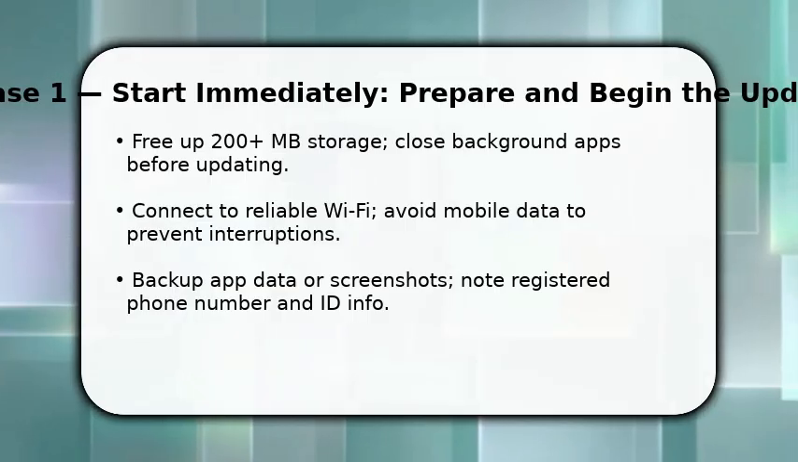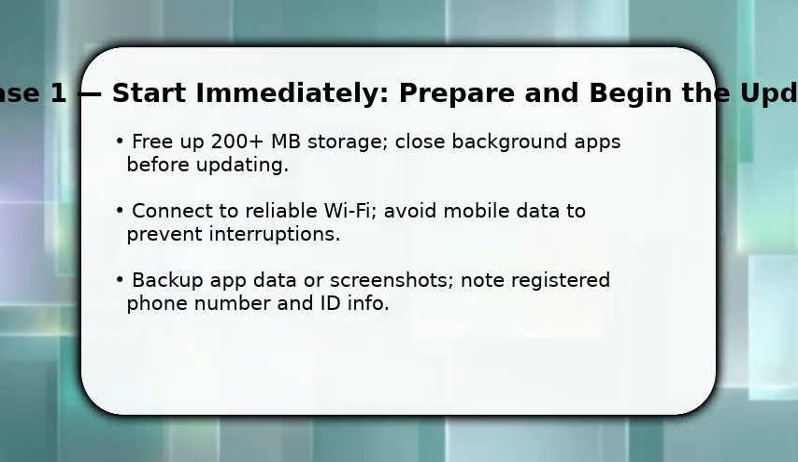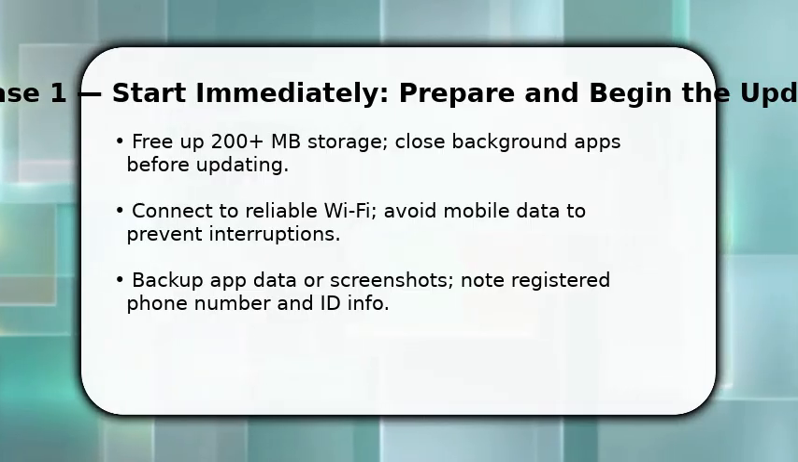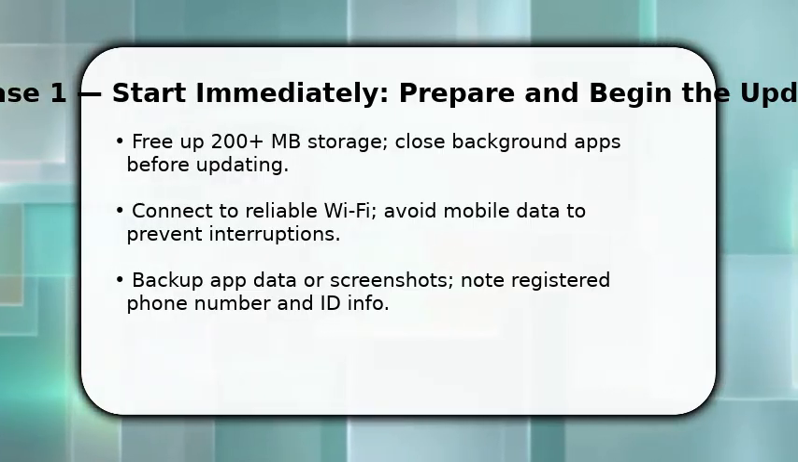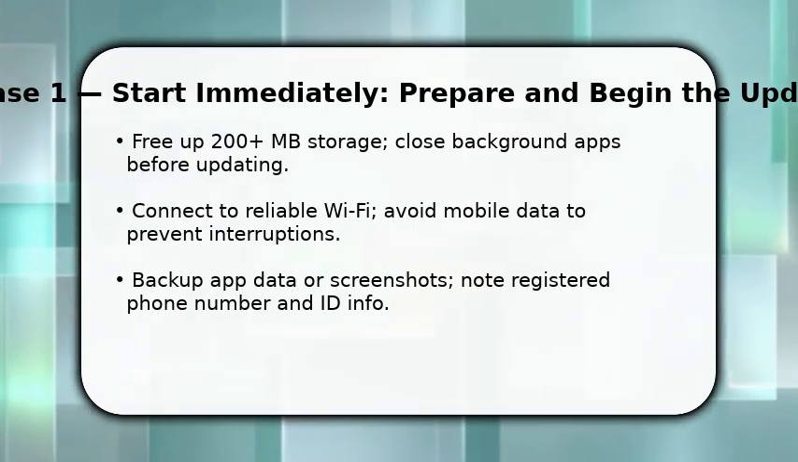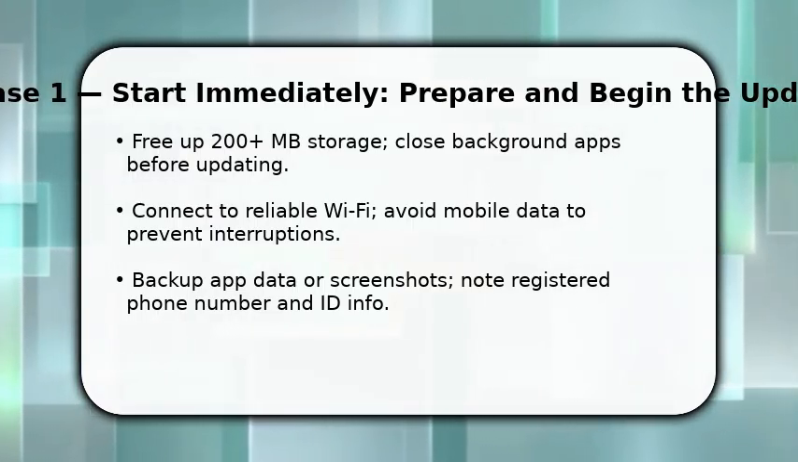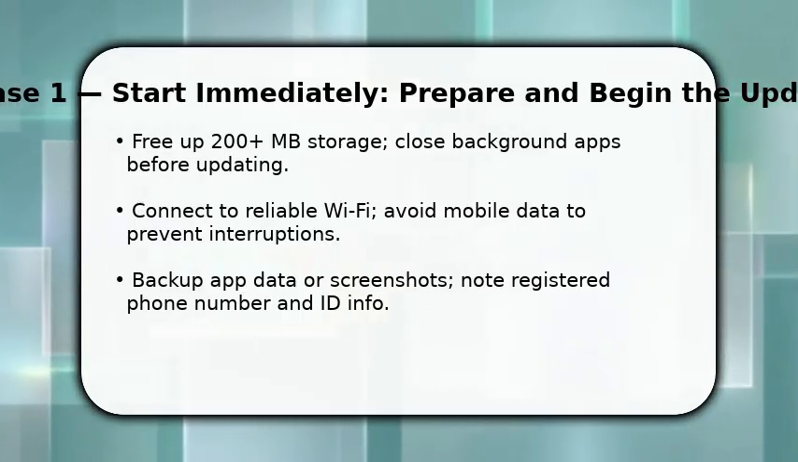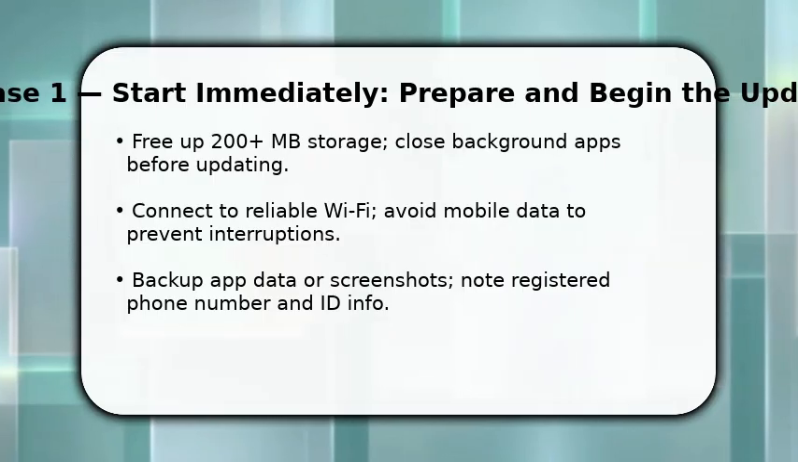You start right now. Clear at least 200 MB of space and close background apps so the update can install without failing. Connect to a stable Wi-Fi network because mobile data increases risk of partial downloads. Once done, make sure you know the registered phone number and have any ID or verification ready. This prevents lockouts during re-authentication.